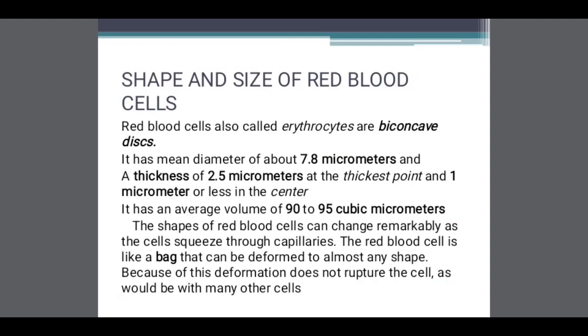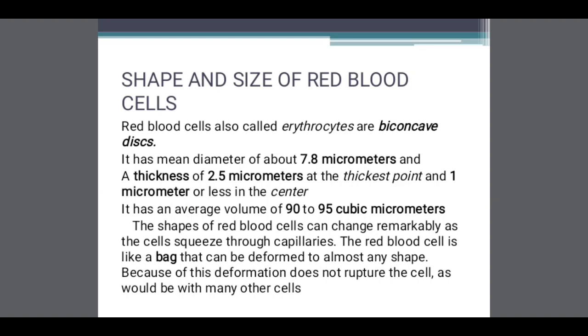Now let's look at the shape and size of red blood cells. Red blood cells, as we all know, are also called erythrocytes. They are biconcave discs, and they have a mean diameter of about 7.8 micrometers and a thickness of 2.5 micrometers at the thickest point. It has a thick point at the surrounding of the cell, and 1 micrometer or less in the center. That's the less dense area at the center. It also has an average volume of 90 to 95 cubic micrometers.